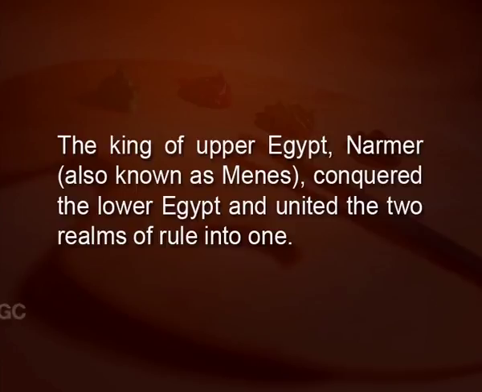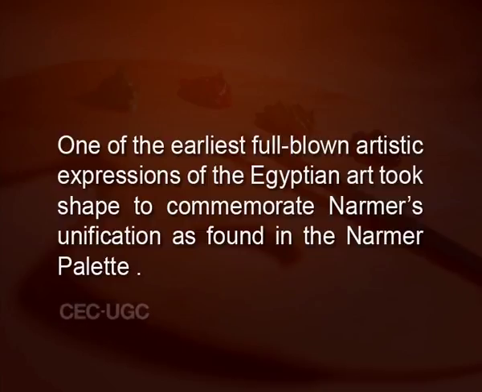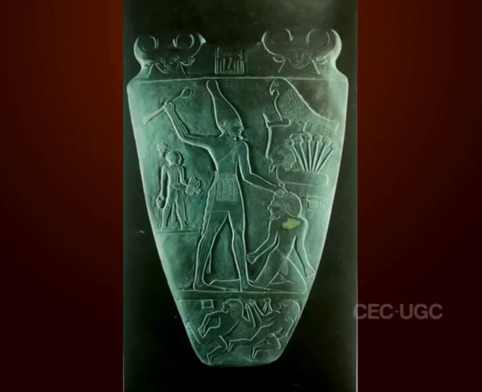The king of Upper Egypt, Narmer, also known as Menes, conquered Lower Egypt and united the two realms of rule into one. One of the earliest full-blown artistic expressions of Egyptian art took shape to commemorate Narmer's unification, as found in the Narmer Palette. Hailing from Hierakonpolis, the 25-inch high Narmer Palette was basically a votive offering made of slate. Its narrative content seems to celebrate the victory over Lower Egypt.